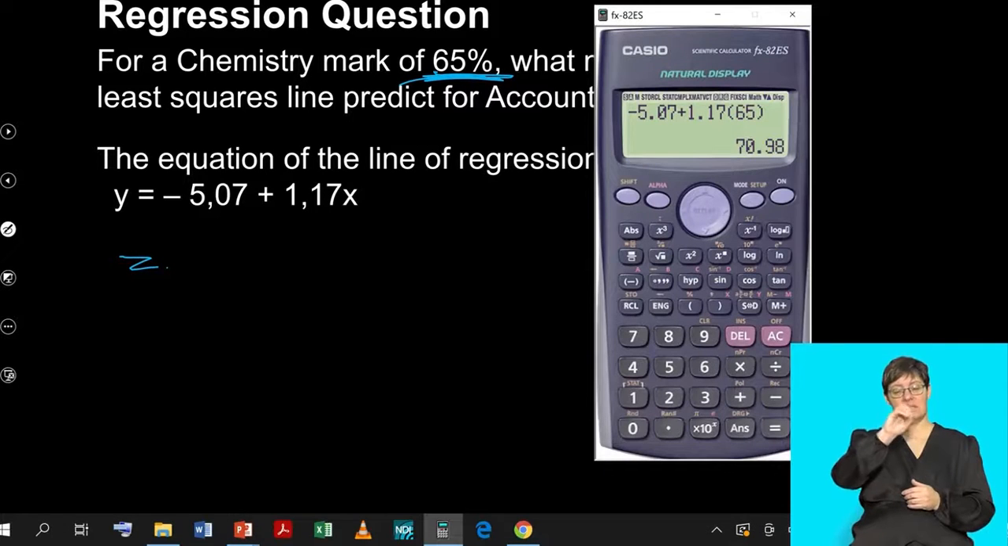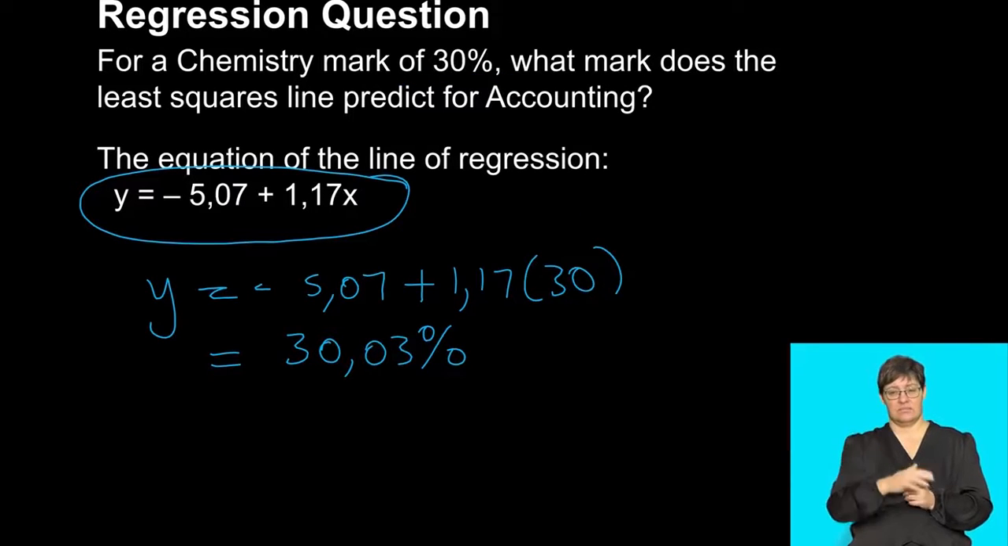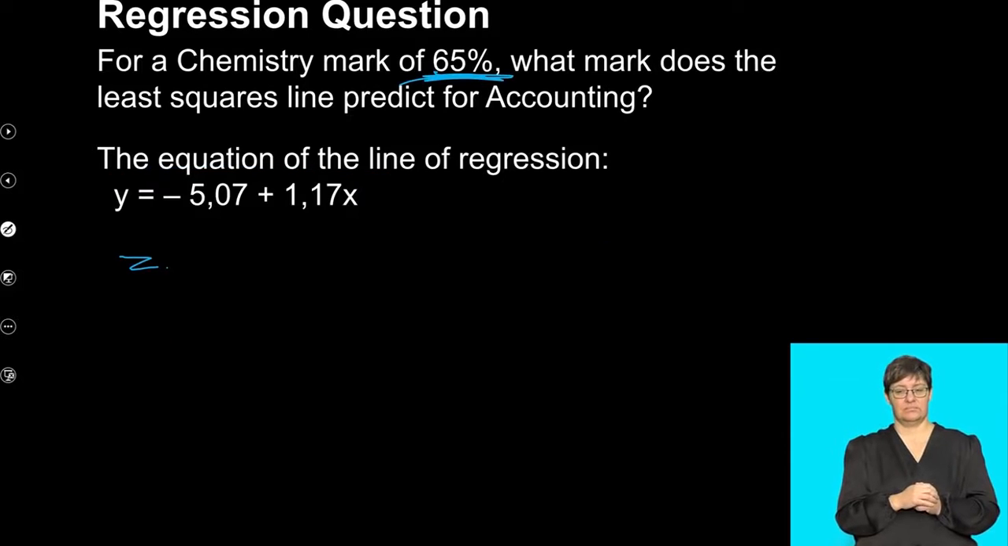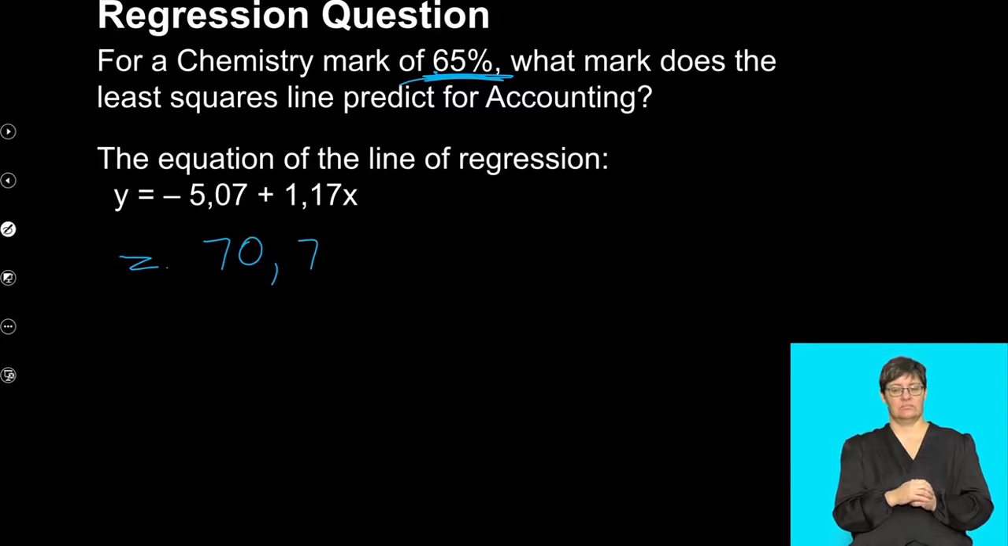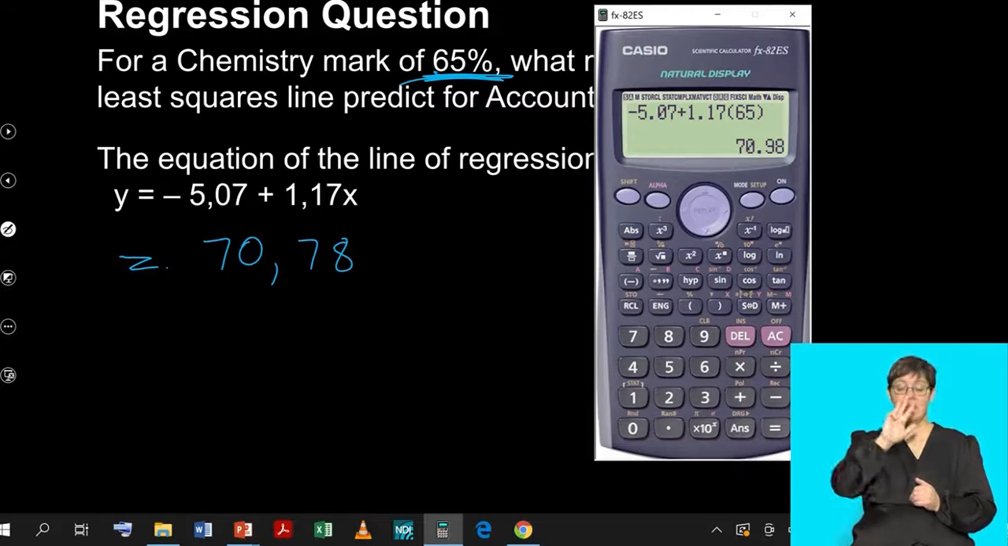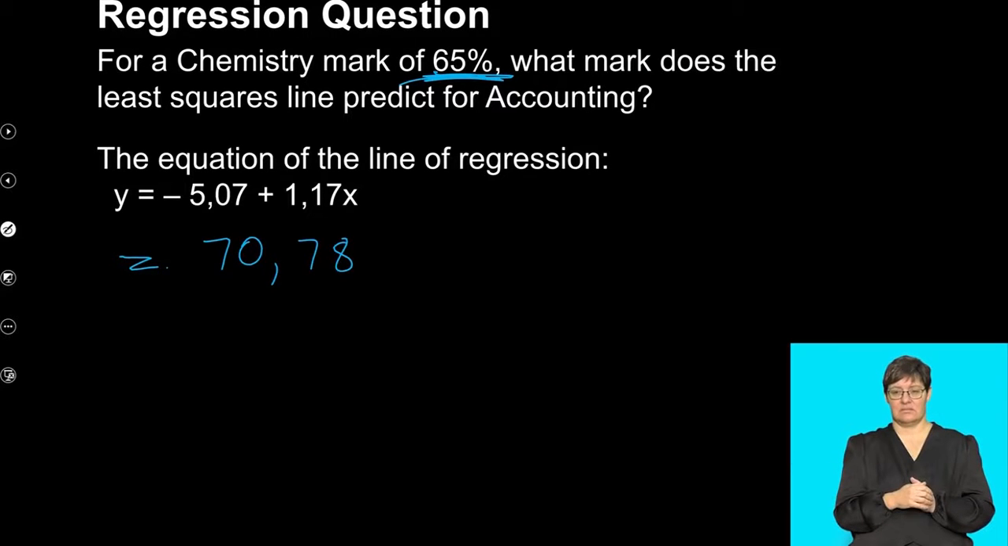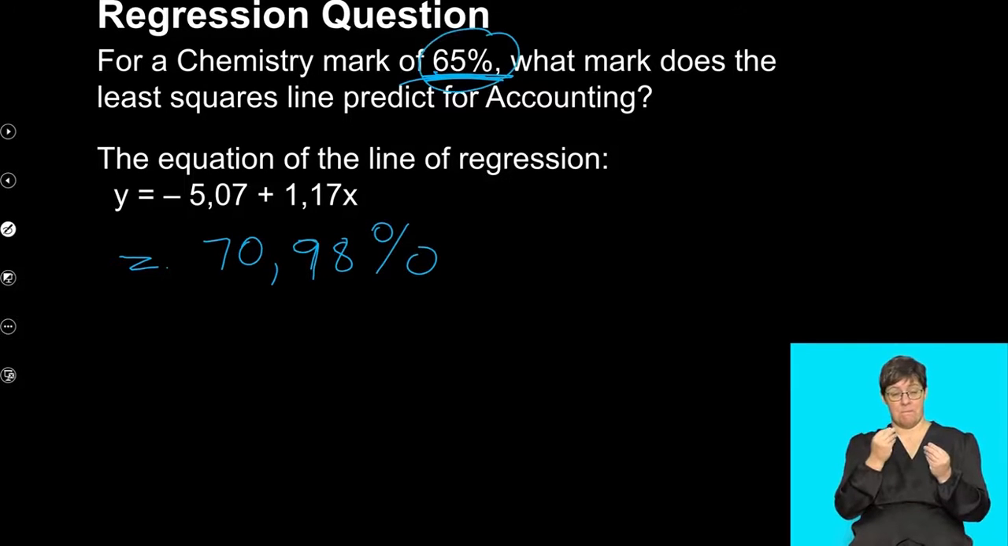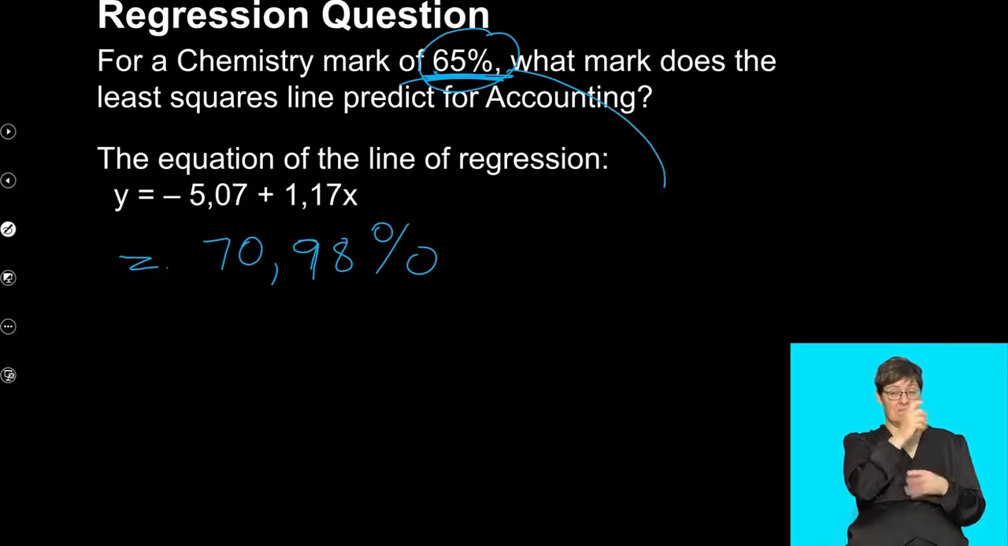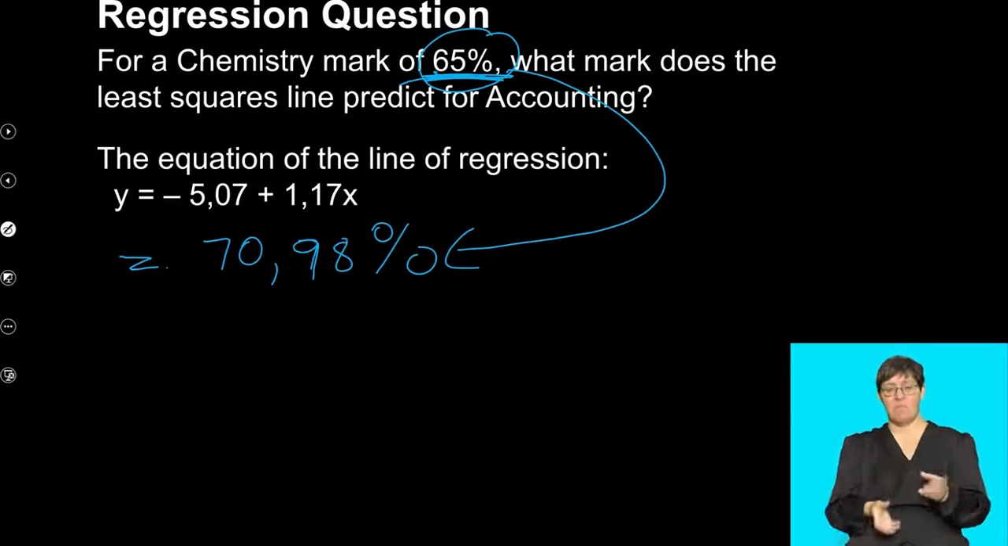We get 70.798. Let's see that again. Now, this is percent. So if you get 65 for chemistry, you will get about 70% for accounting.